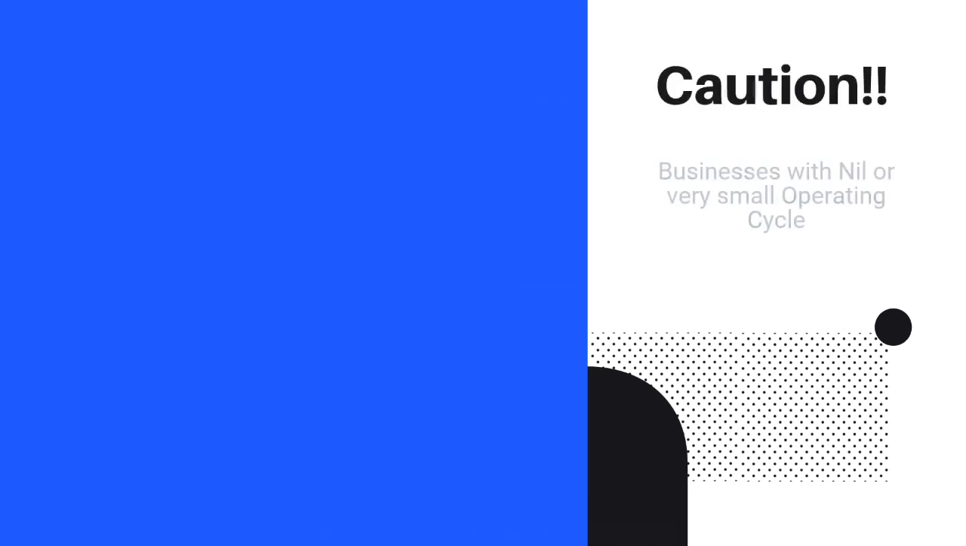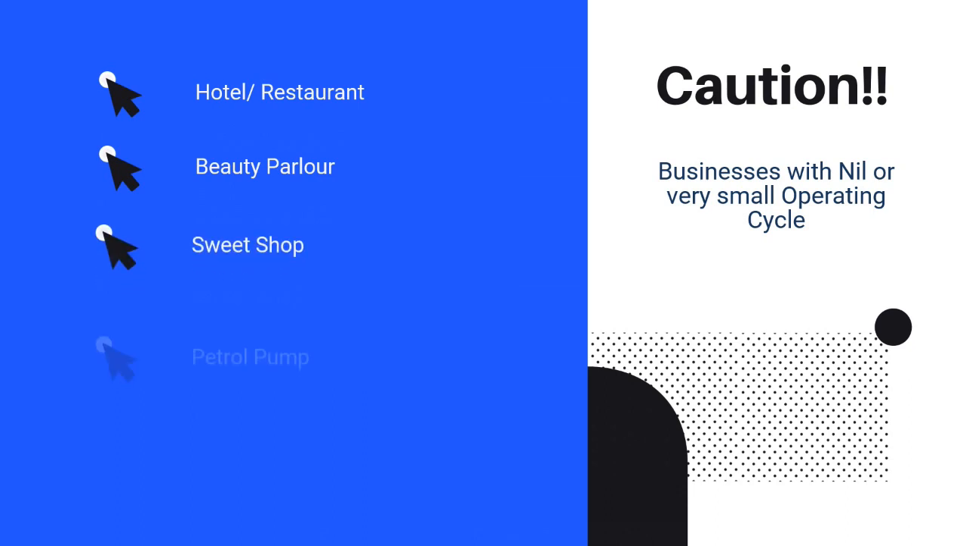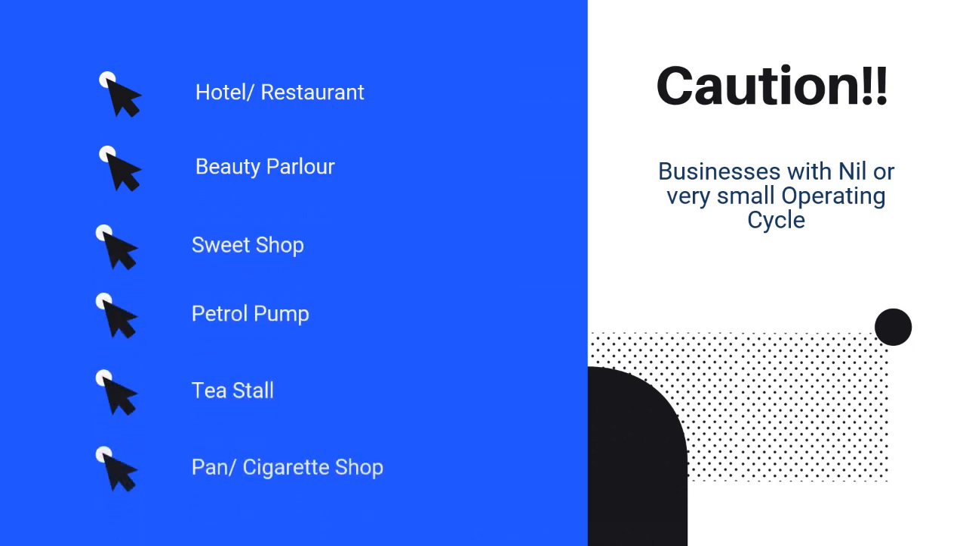Before we end, be cautious of some business which has almost nil or very small operating cycle, like hotel or restaurant, beauty parlor, sweet shop, petrol pump, tea stall, pan or cigarette shop. Financing these with turnover method can cause huge overfinancing and diversion of fund. There might be exception if they have some corporate or wholesale clients who are clearing bills on monthly basis. But you must understand the business before you take exposure. You can always fund the portion of working capital requirement where debtors are involved.